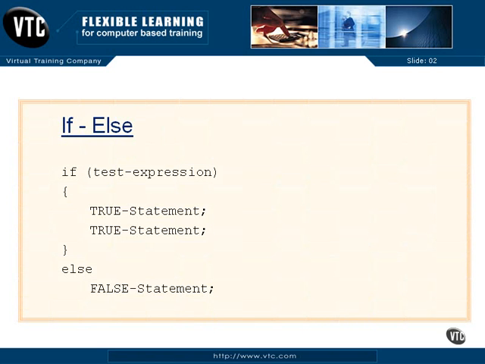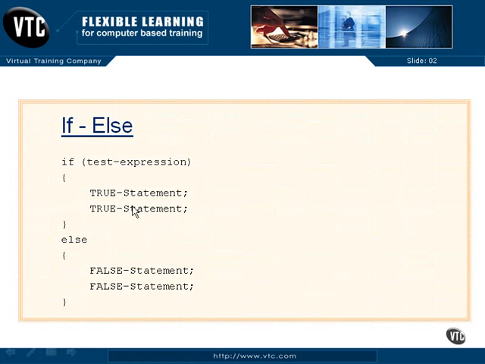Here it is with a statement block and a single else false statement. If this is true, do everything inside the braces, whatever these statements are, and that all equates to be one statement block. Else, do this statement. And then, of course, here's the whole thing. If this is true, do this block, else do that block.